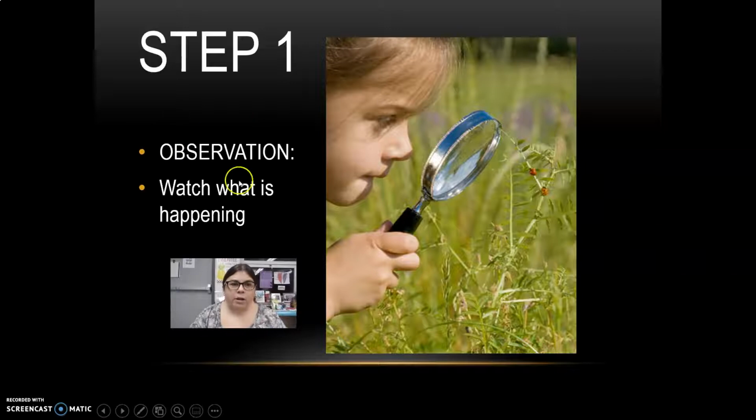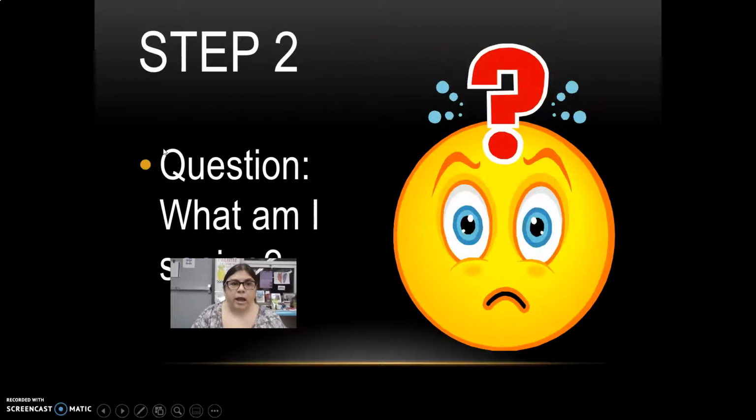So the first step is observation, and that's what we've been talking about. You're watching what happens. You might use your nose to smell something to see what's going on, or your ears to hear what's going on. Depending on what it is, you might even use your mouth to taste it, and then you might use your skin or your hands to touch it. Okay? So that's your first step. Just observe. What are you noticing? What are you seeing? The next step, step two, is you're going to ask a question.